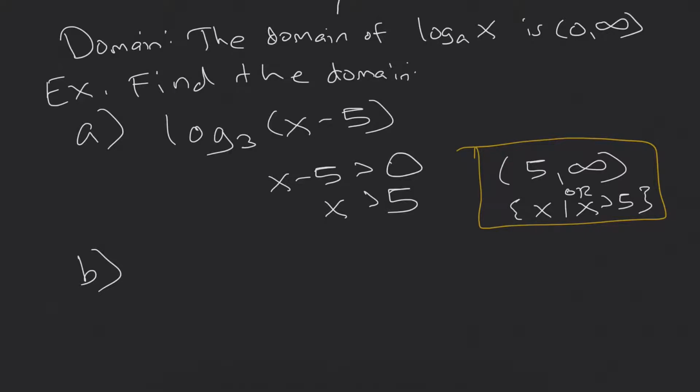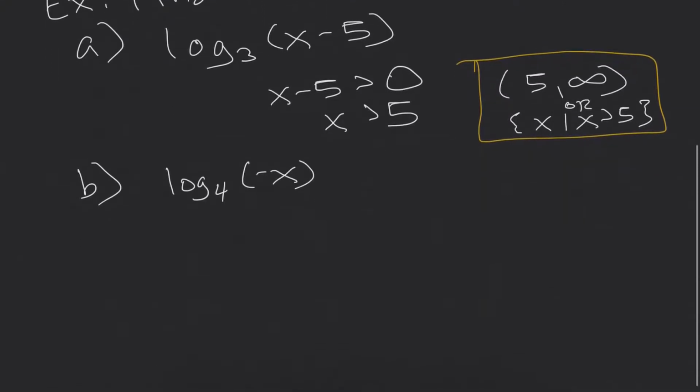Yeah, let's see here. Let's say part B. Let's do one of my favorites from the square roots, you probably remember. Let's see, log base 4 of negative x. So again, domain of a logarithm, we're allowed to plug in positive numbers, so we have to set this greater than 0. Whatever's inside the logarithm, set it greater than 0.